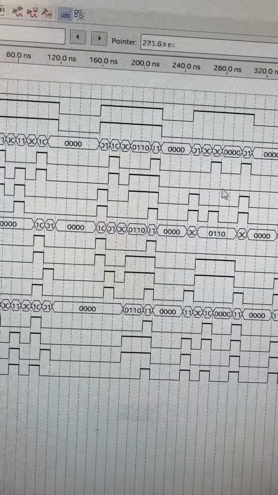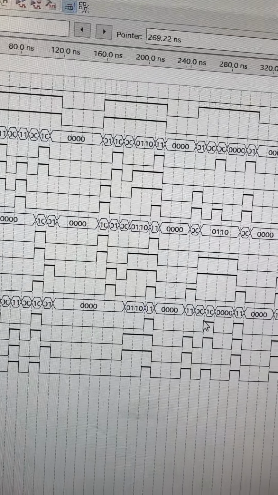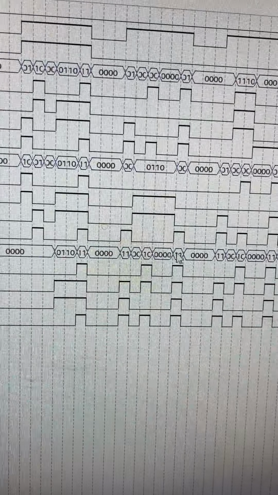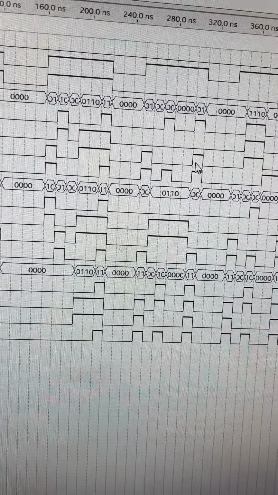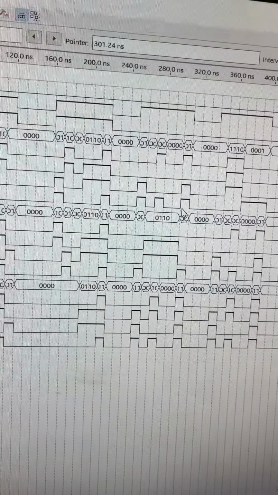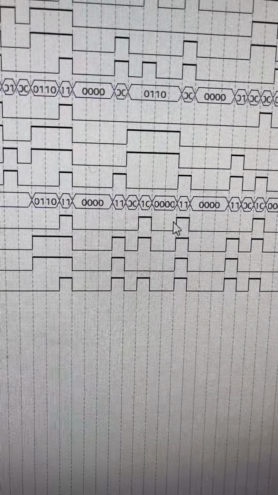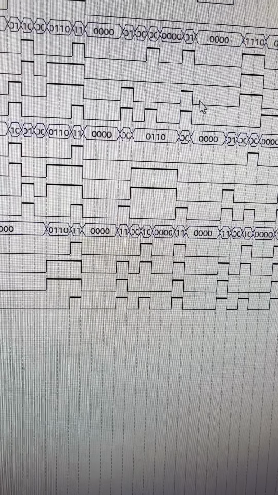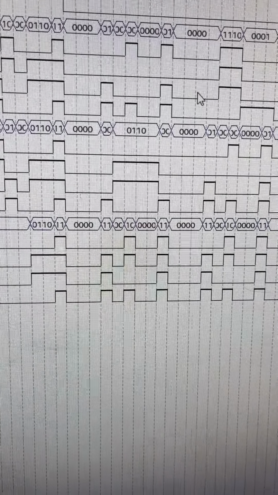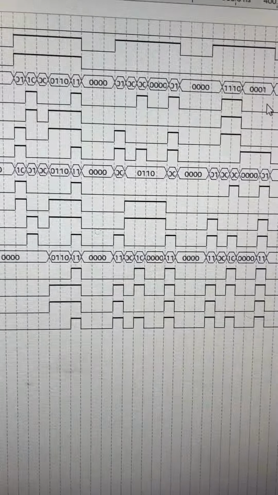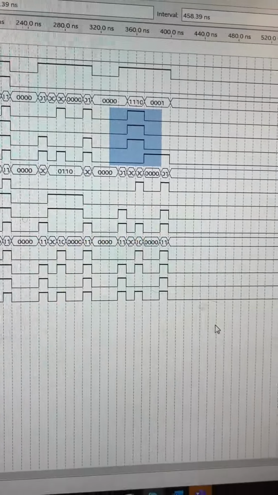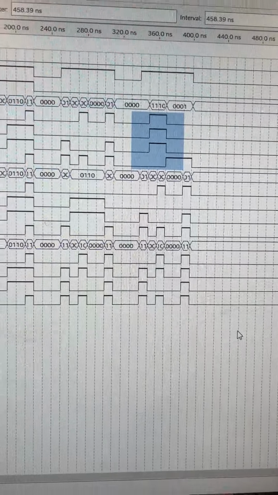1, 0, 0, 1, that would be 9, plus 4, that will give me 13, so that would be 1, 1, 0, 1. 1, 0, 1, 1 will give me that number, and then the output would be 15. So I believe that is 11, 8 plus 2 plus 1, yeah, it's 11. And then the same thing here, no matter what the input is here, it doesn't really matter.